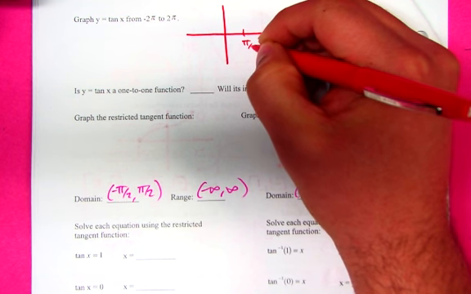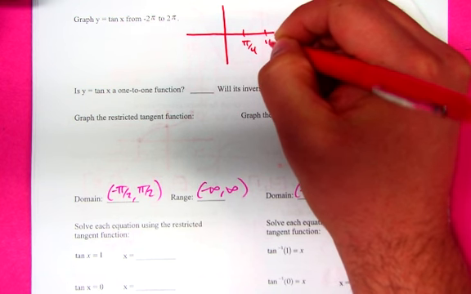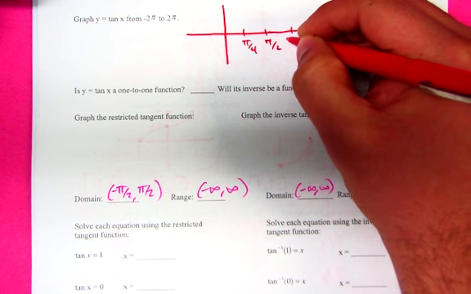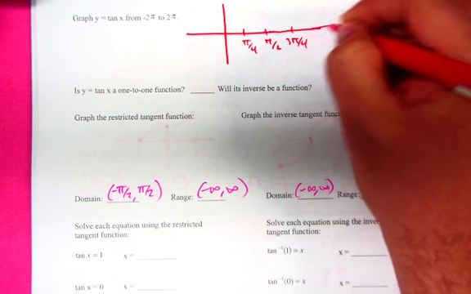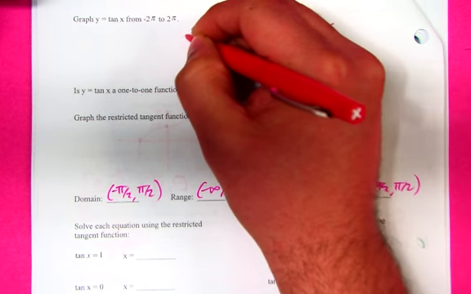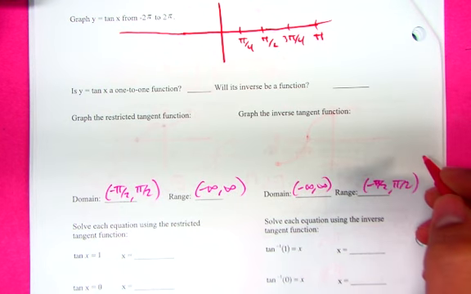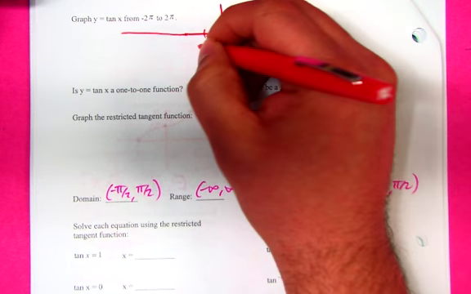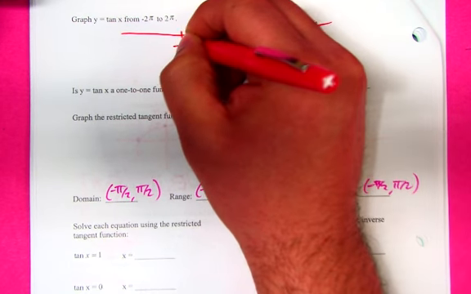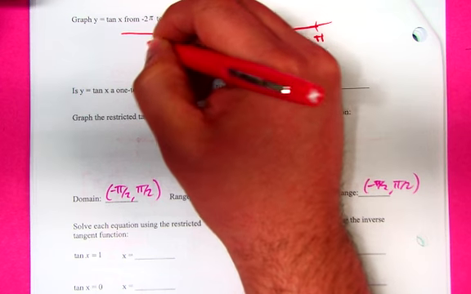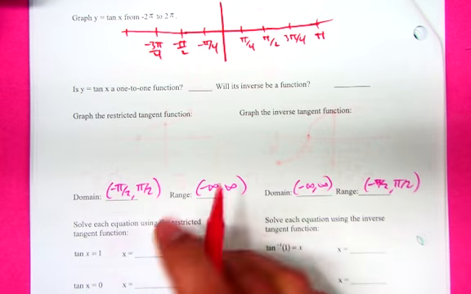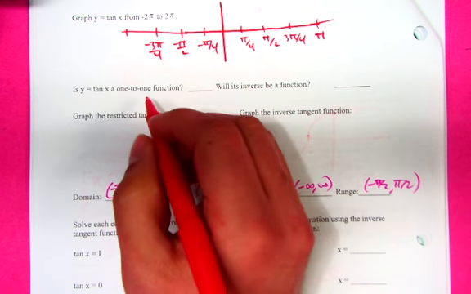Pi over 4, pi over 2, 3 pi over 4, pi. It says to go from negative 2 pi to 2 pi. I'm not going to go that far because I think you'll see the point here. We're in this 9.5 section, the one that says tangent x at the top.